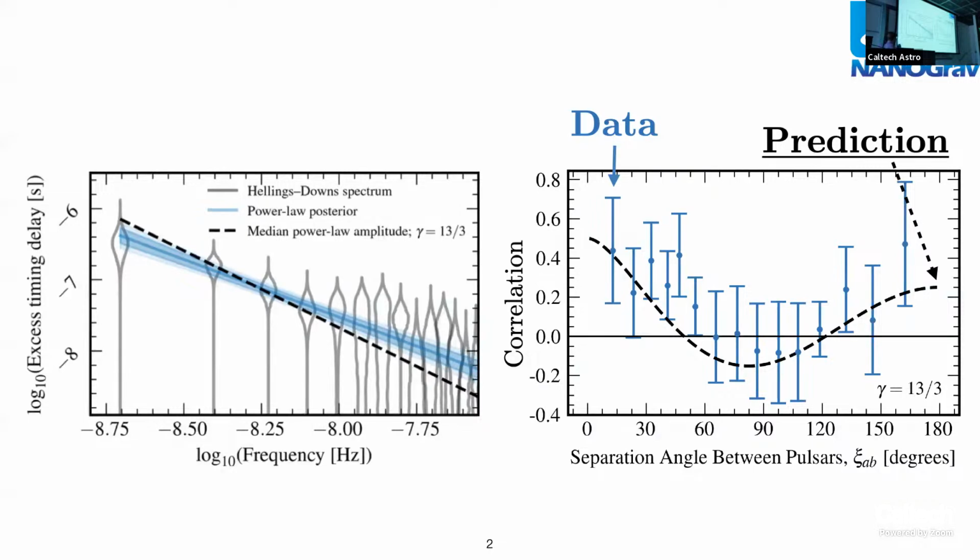This is something that we had evidence for in the 12.5-year data set, but the new thing here is this evidence for correlations. So if you have pulsars separated on the sky by some angle, their signal should be correlated with some predicted correlation pattern, and the blue represents our data, while the black represents the prediction. So hopefully by the end of this talk, you'll understand what all of the intricacies of these slides are.